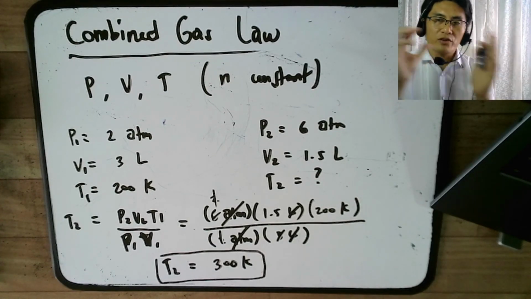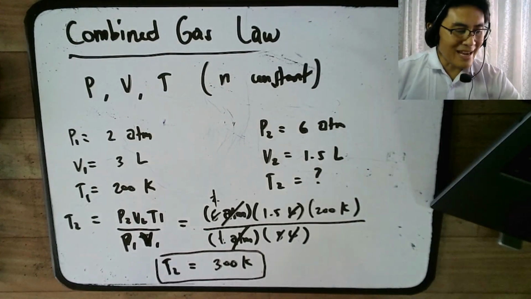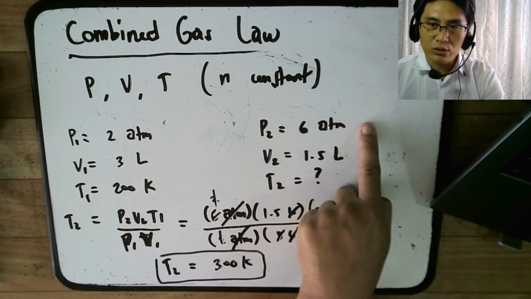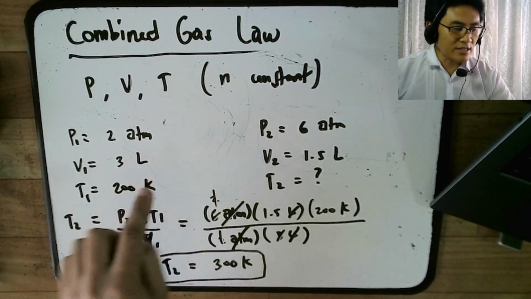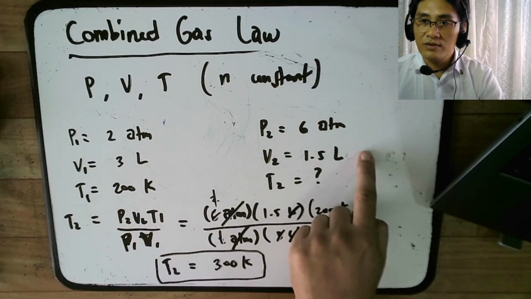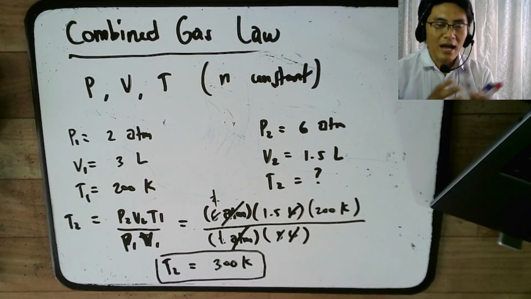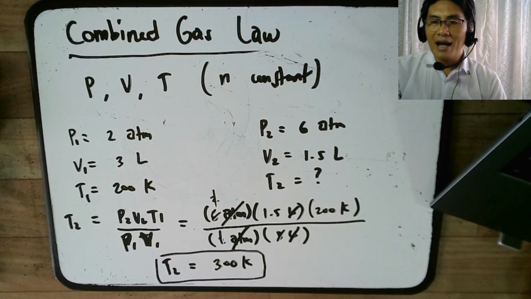Temperatures must be converted to Kelvin, and you can have any unit of pressure as long as it's consistent in P1 and P2. You can have any unit of volume as long as it's consistent in V1 and V2. Okay, if there is a disparity between the two, you have to do some sort of conversion. Okay, so that's it for the combined gas law.